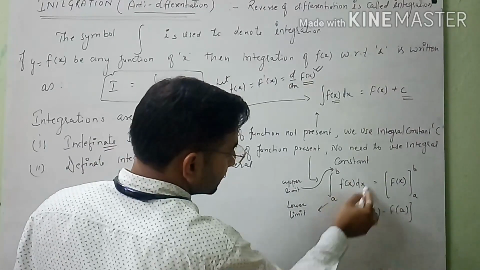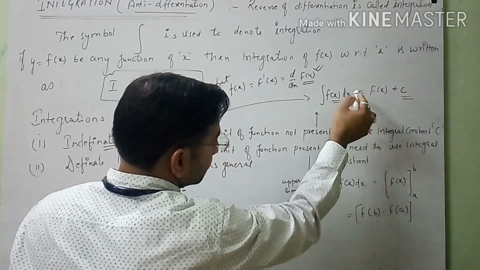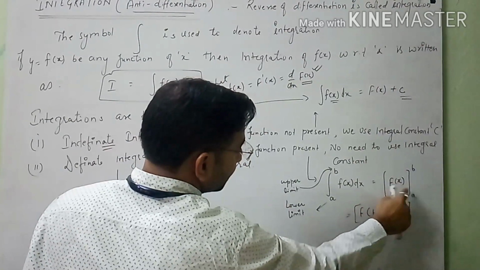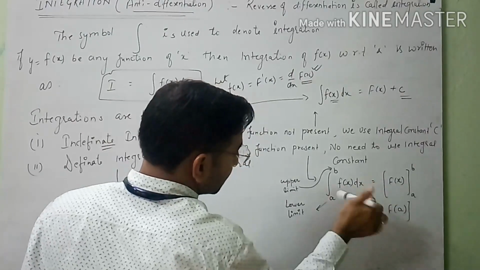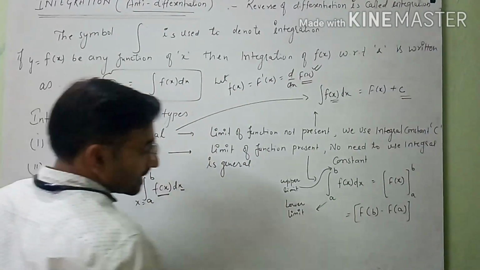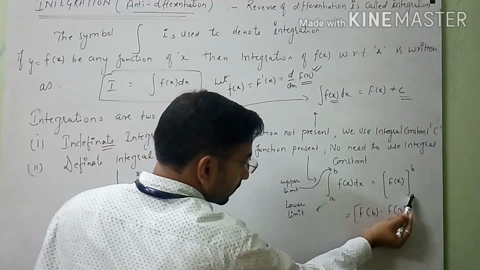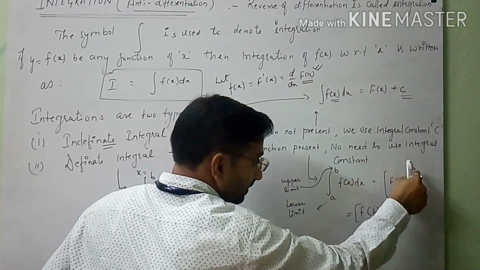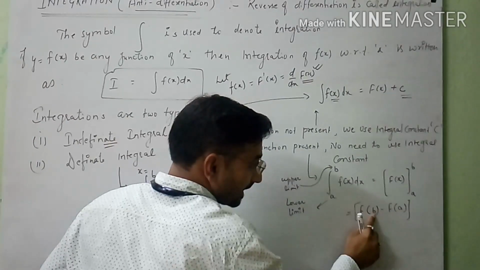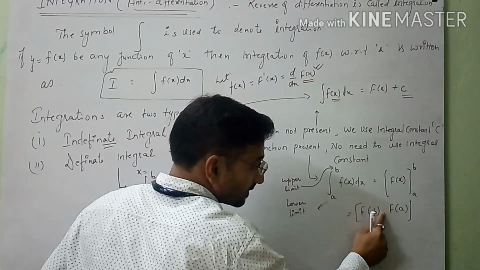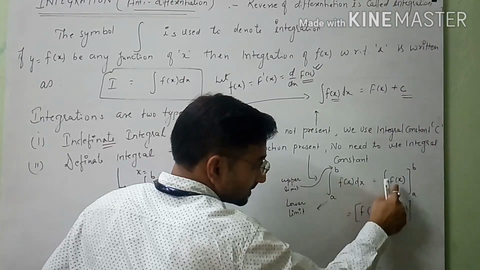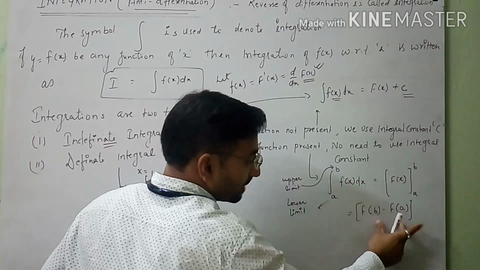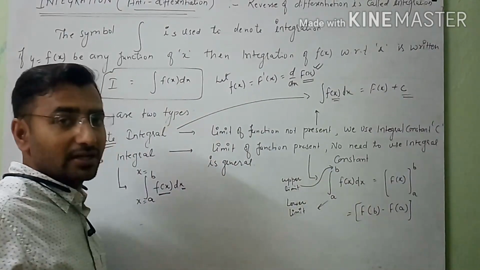Suppose when we solve this f(x) dx, I will write capital F(x). Capital F(x) is the integration of small f(x) dx, and I will use the limits, lower limit to upper limit. Function F(x) for the upper limit x equals b, and after that we will use a negative sign, and then we will write the same function F(x) for the lower limit x equals a. So this is F(b) minus F(a), the solution for definite integration.